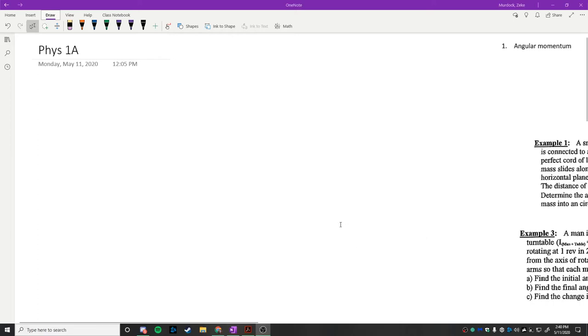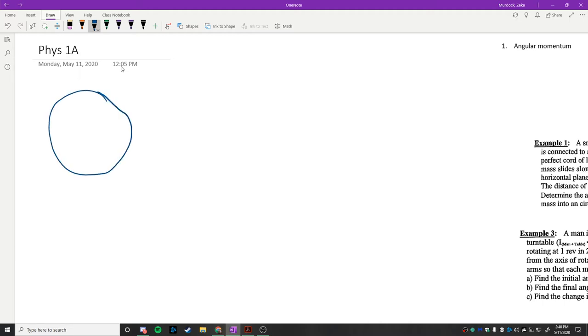Okay, this is Physics 1A, we're at May 11th, and today we're talking about angular momentum. I've got a bunch of problems regarding angular momentum, so let's get right to what angular momentum is. First, I'm going to give you a reason why you should care about angular momentum, okay?